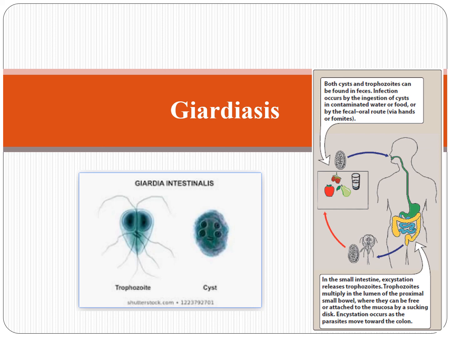In the small intestine, excystation of the parasite from the cyst can lead to release of trophozoites. Then trophozoites multiply in the lumen of the proximal small bowel, where they can be free or attached to the mucosa by a sucking disc. Encystation occurs as the parasites move towards the colon.